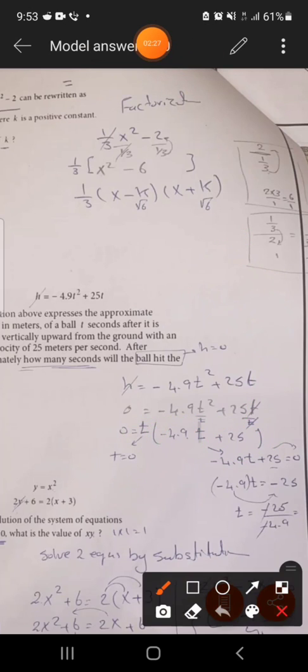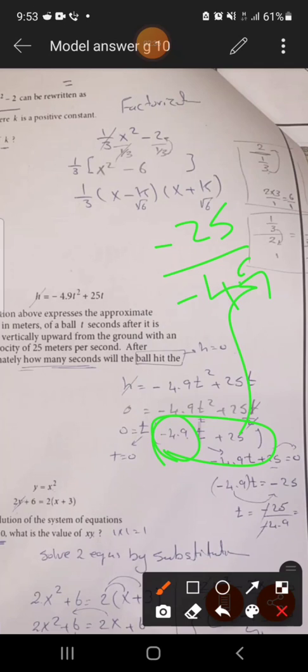Again, what you will do, you will take the opposite here. Positive 25 will be negative 25, and you will divide by the coefficient, negative 4.9. Negative with negative, right? So 25 over 4.9, approximately 5. 25 over 5 equals 5. So I have the answer, t equals 0 or 5.